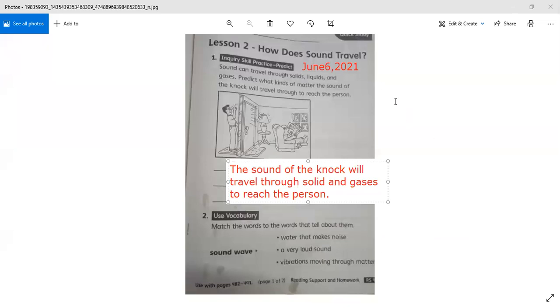Okay, Moaz. You will answer the last question. You have to match the word to the words that tell about them. Sound waves. What's the meaning of sound waves? Vibration. Excellent. Sound waves, vibrations that move through matter. That's it.